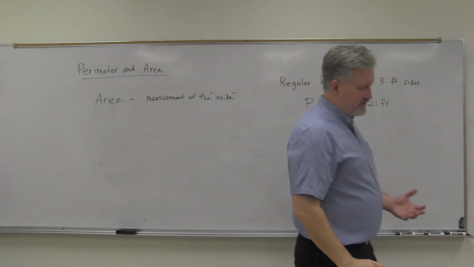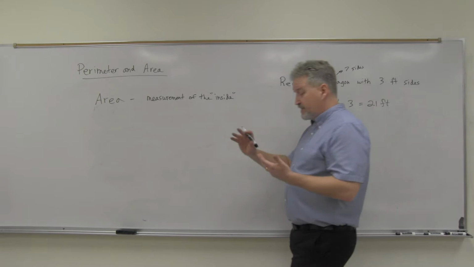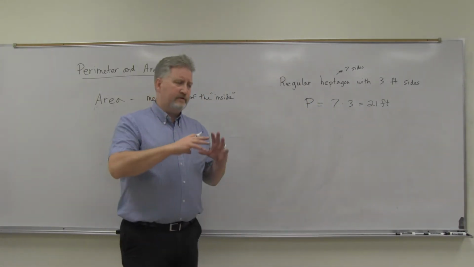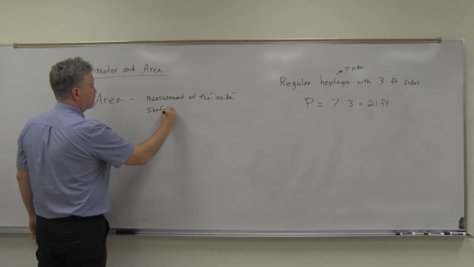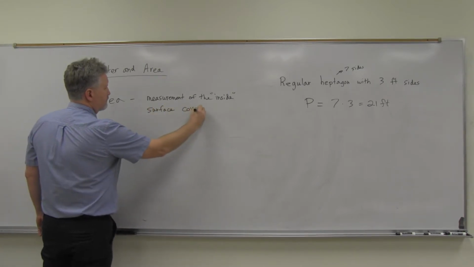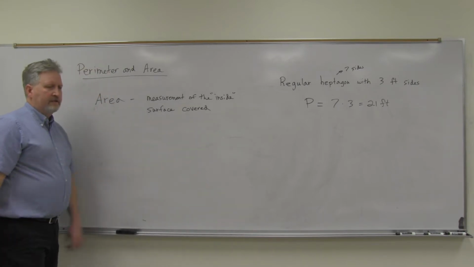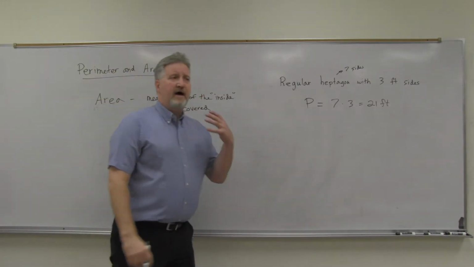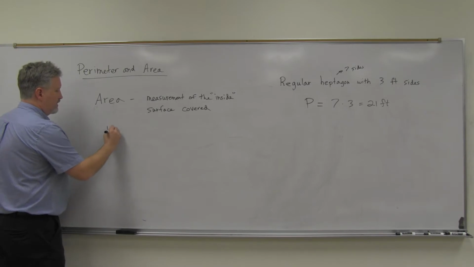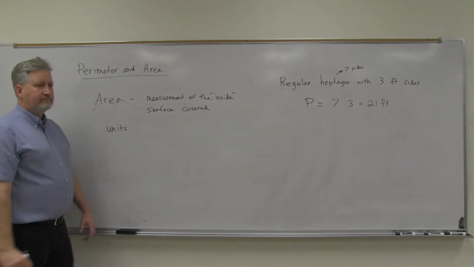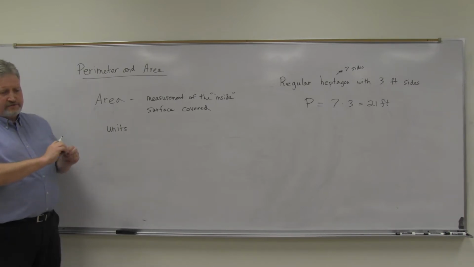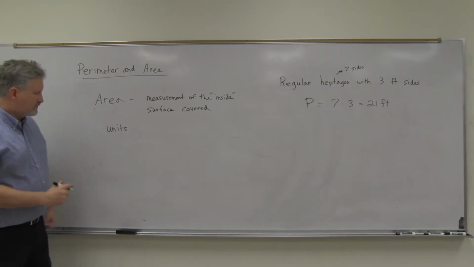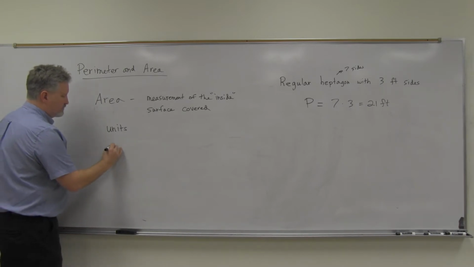Another way you could put it is, it's measuring the surface covered, or the amount of space it covers. But now, the thing about area is, units wise, you can't just use feet and inches because those just measure a distance. And so when you go to units, you have to use what we call the square unit.